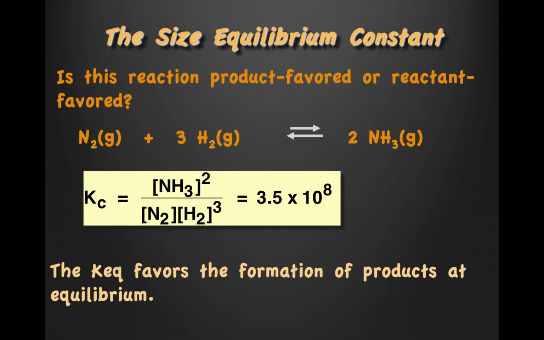This reaction lies far to the right. The forward direction is favored. There are more products than reactants at this equilibrium. What that means is that the concentration of the numerator is greater than the concentration of the denominator.